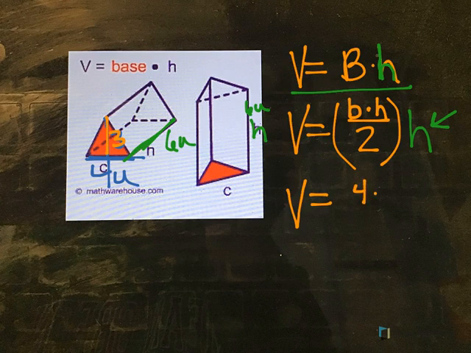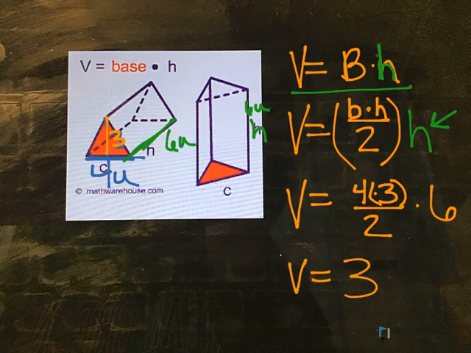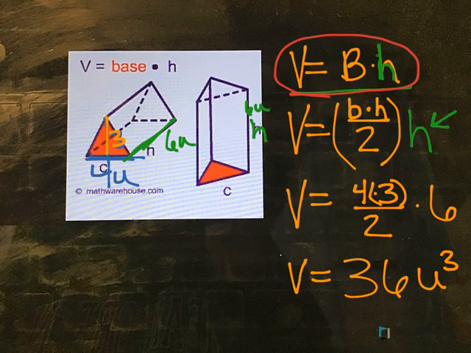So it's 4 times 3 divided by 2. And then over here, we'll write 6. I have to follow the order of operations. So 4 times 3 is 12. 12 divided by 2 is 6. And then 6 times 6 is 36. 36 units cubed.